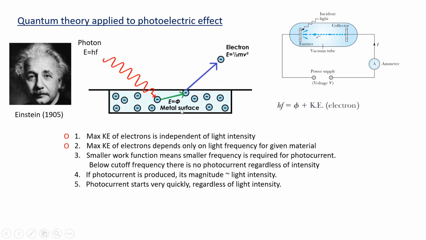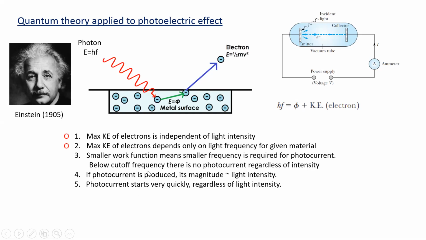So yes, a smaller work function means a smaller frequency is required for a photocurrent. That's true. To get a photocurrent, we need at least some kinetic energy for the electrons coming off so that they can get across this gap. And so if the work function here is smaller, that means that for a given small kinetic energy, we would need a smaller frequency to provide enough energy to get the electron out, the work function, plus give it a little bit of kinetic energy.